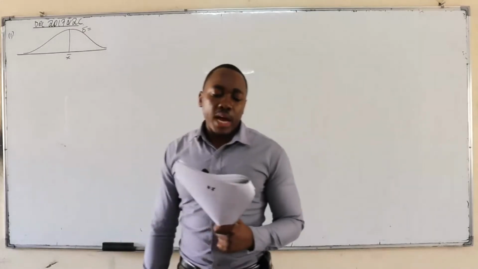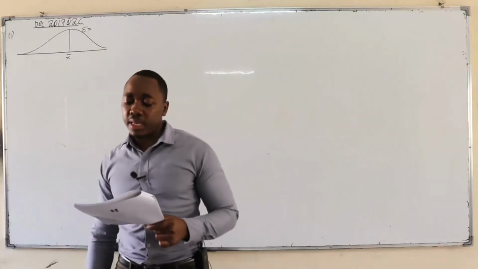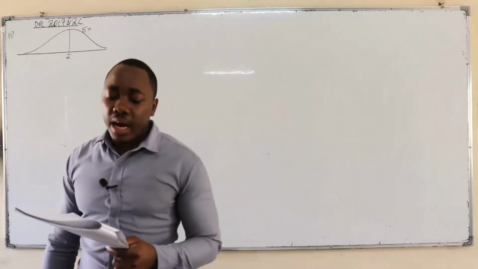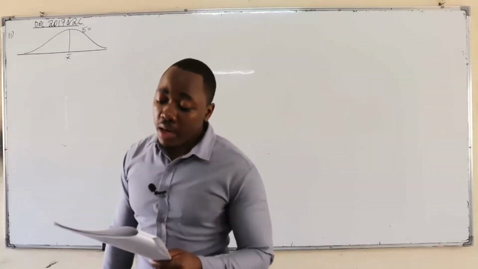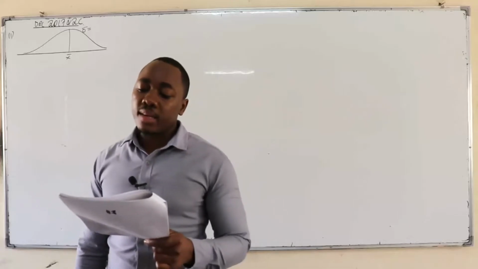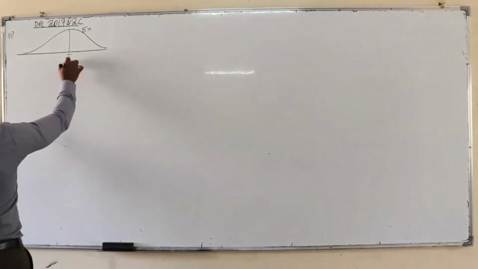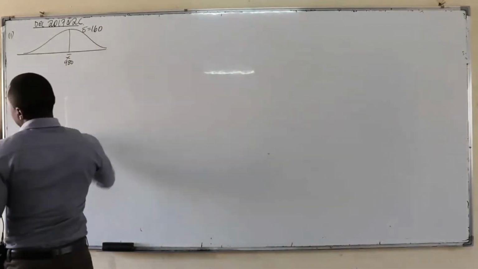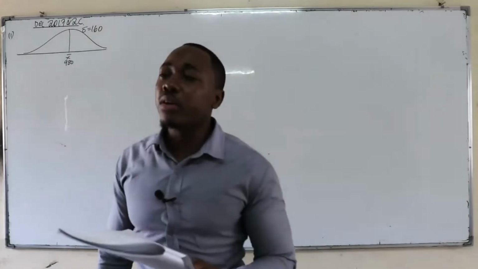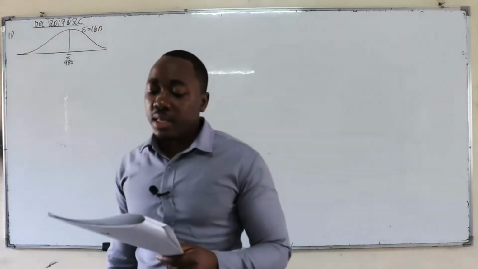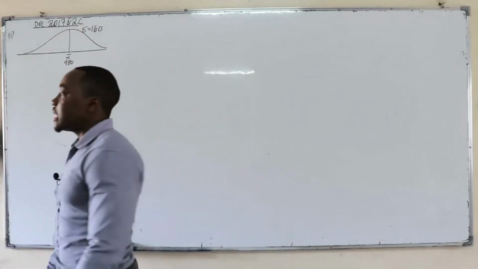December 2017, question 2C. A survey conducted on citizens of a certain country to determine the annual per capita income indicated that the annual income of citizens is normally distributed, with a mean of 980,000 and a standard deviation of 160. One citizen was randomly selected from the country. Required: the probability that the annual income of the citizen is, number one, greater than 500.